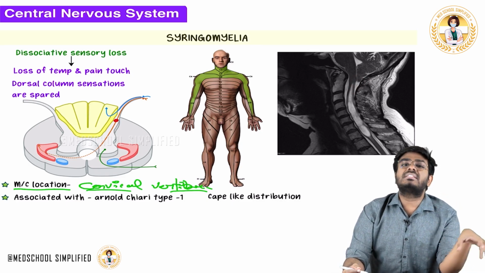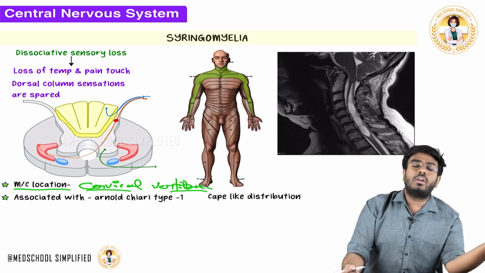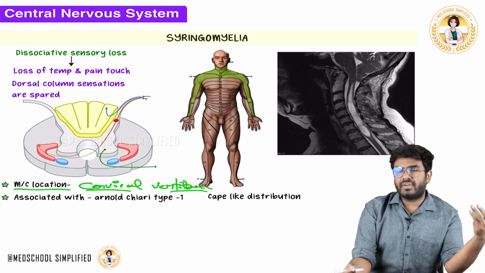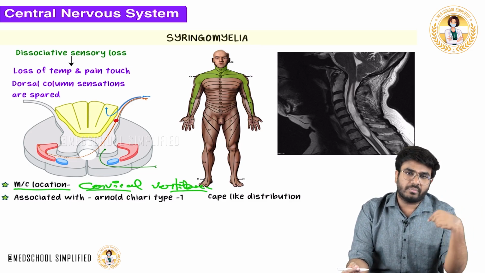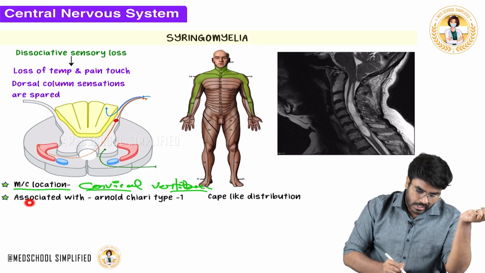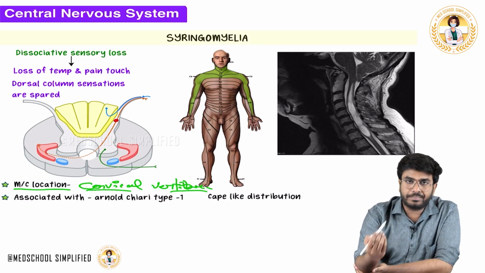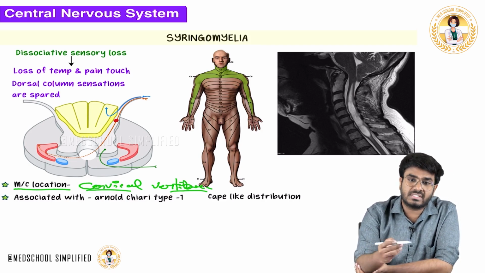Usually, syringomyelia is the one condition which comes in association with Arnold-Chiari malformation type 1. For example, if I am a patient who has Arnold-Chiari malformation type 1, I will also develop syringomyelia. Now, if a patient has syringomyelia, he is going to lose sensations.